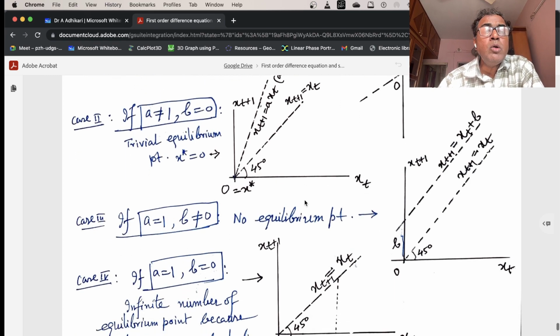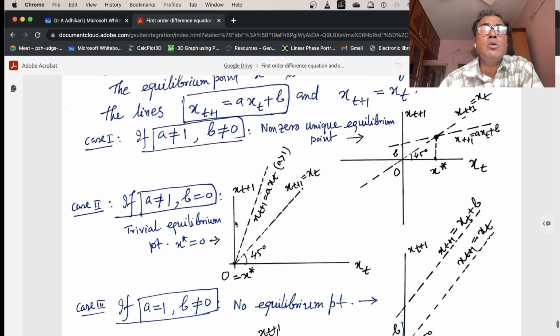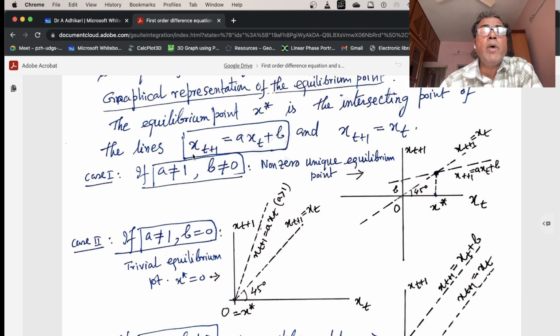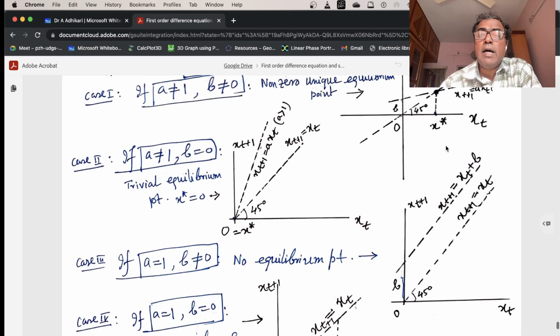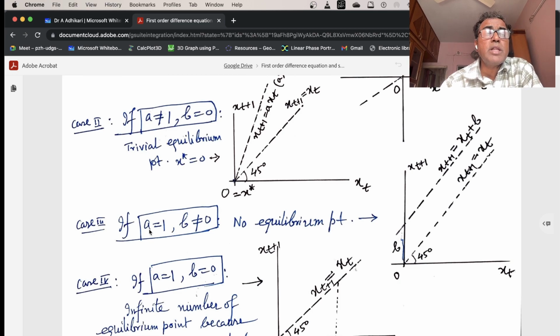Case 3: if a equal to 1 but b not equal to 0, so y equal to x plus b and y equal to x. These are two parallel straight lines, one passing through origin, the other is this. These two straight lines are not intersecting, and so there is no equilibrium point. So an equilibrium point does not exist for the case a equal to 1, b not equal to 0.